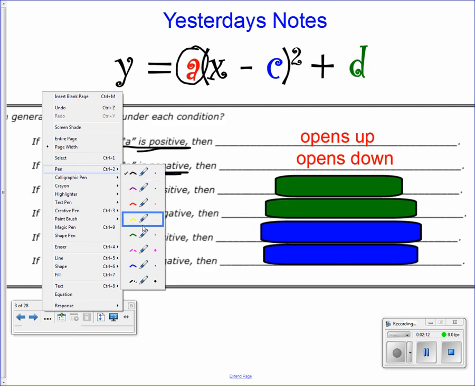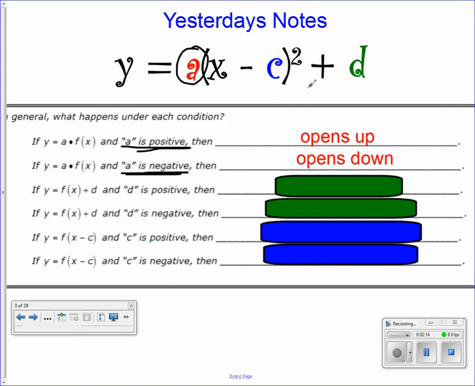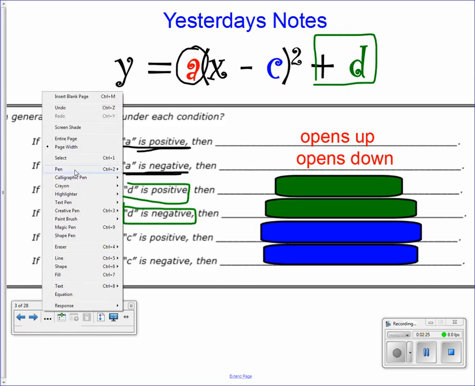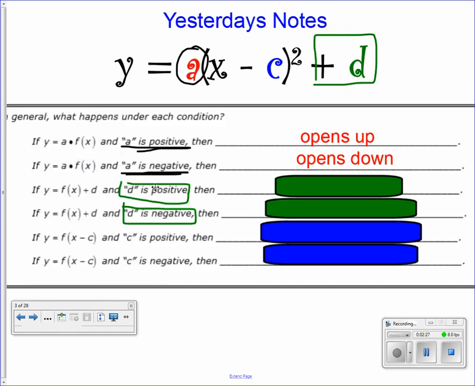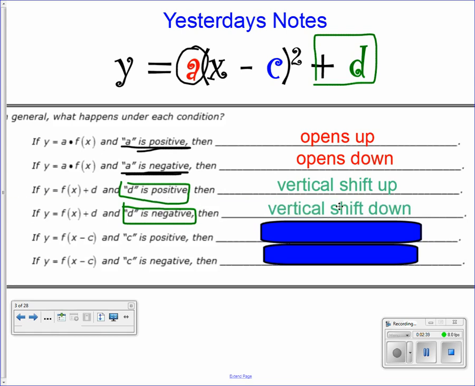Now if we look at the d value, if the d value is positive or if the d value is negative, find that on your notes and point to what happens. The positive d value means the graph is going to make a vertical shift upwards from the origin. It's going to move up. And if the d value is negative, it's going to shift down from the origin.